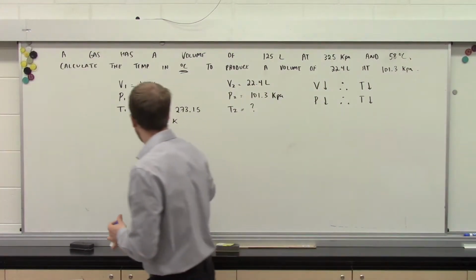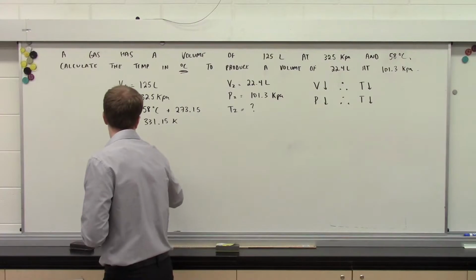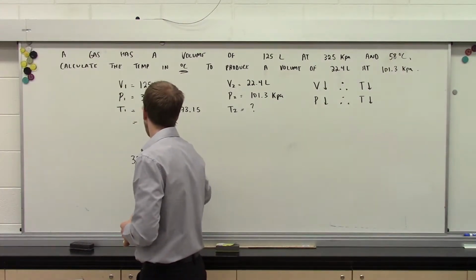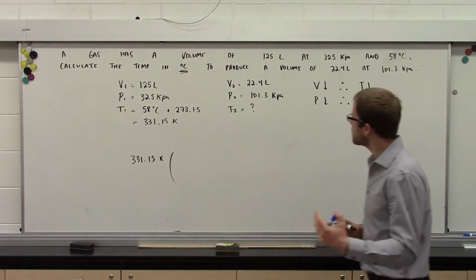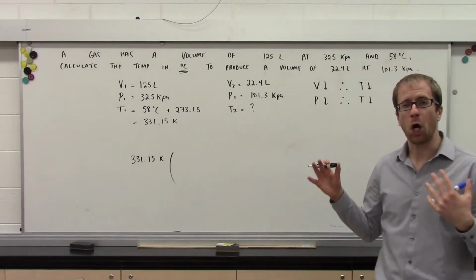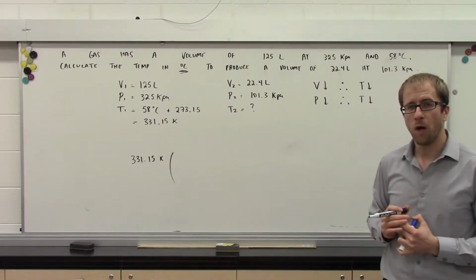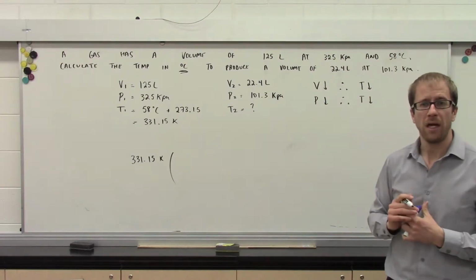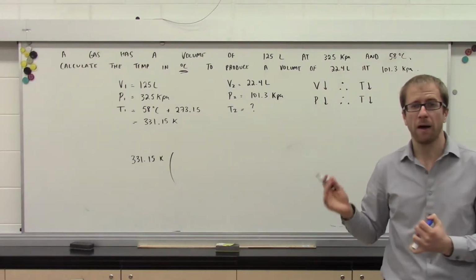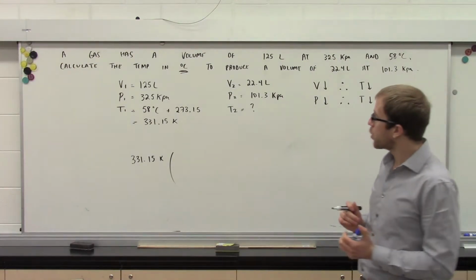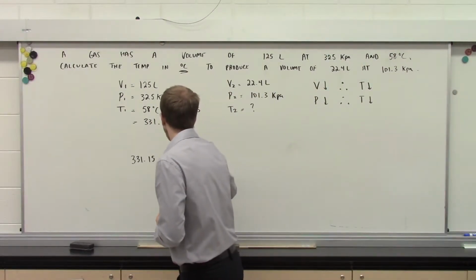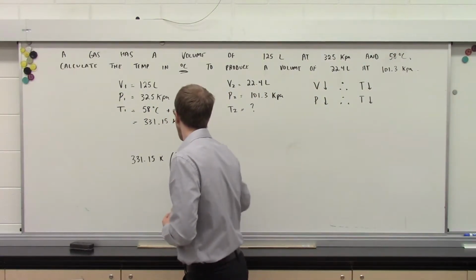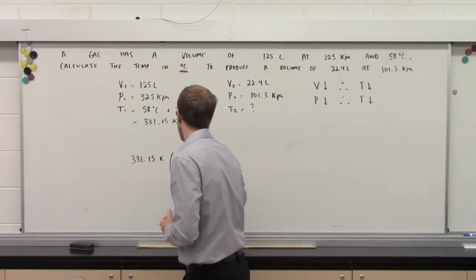So what is our temperature initially? It's 331.15 Kelvin. And now let's multiply by the change in our volume. Well, our volume went down, and therefore our temperature should go down. So how do we decrease our temperature? We are going to multiply by 22.4 liters over 125 liters.